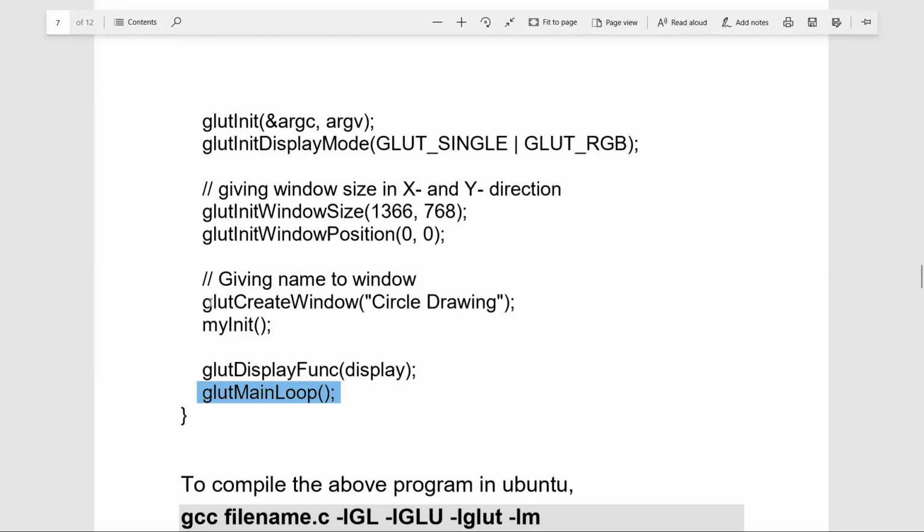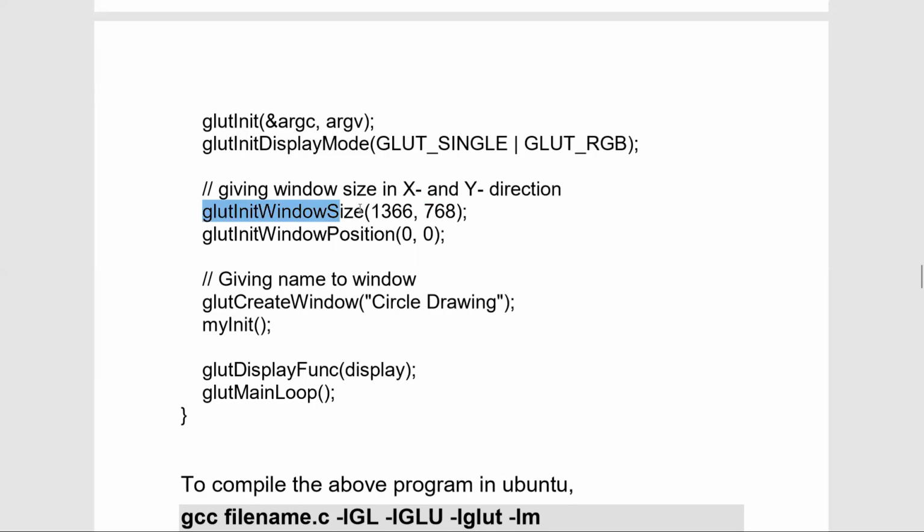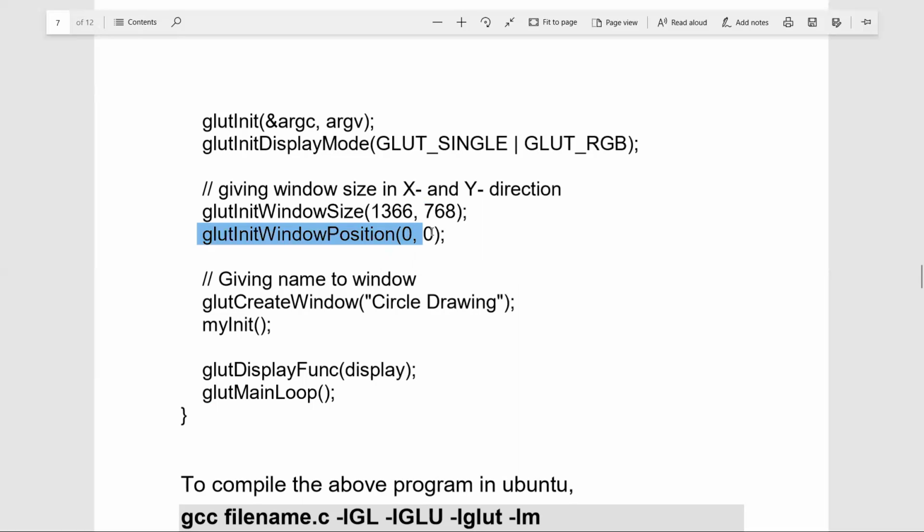So before this glutCreateWindow, we have even decided how we want the window size to be and what the actual position of the window is, using the necessary parameters to the window size function and the glutInitWindowPosition function. So from 0, 0 the window is positioned, and the window size is the maximum desired by the programmer.